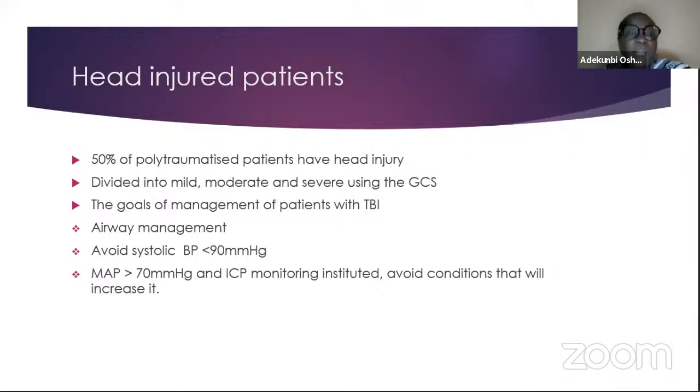You want to make sure the blood pressure is well sustained so we're able to maintain the cerebral perfusion pressure. So you avoid systolic blood pressure less than 90 millimeters of mercury. I want to make sure the MAP is sustained greater than 70 millimeters of mercury, and avoid drugs that can further increase the ICP. And that's why patients like this may require proper sedation in the ICU.